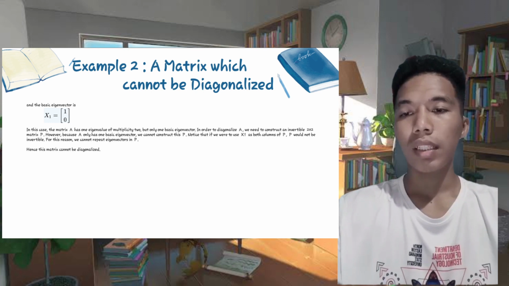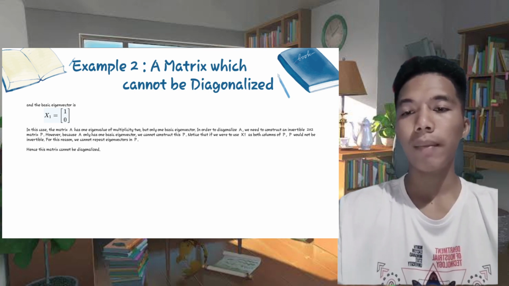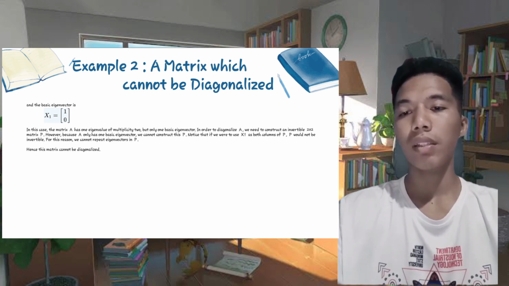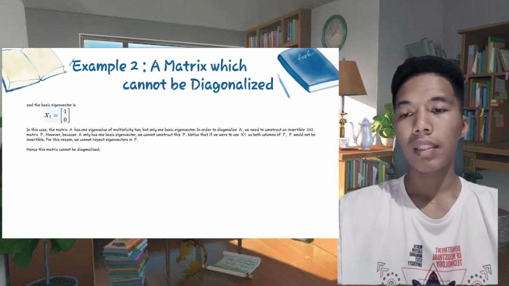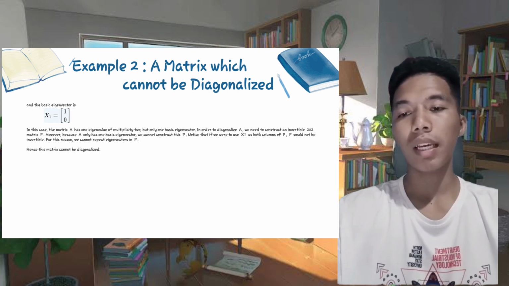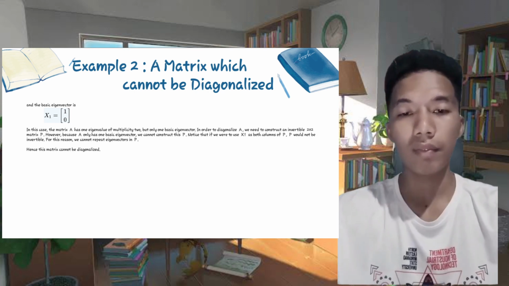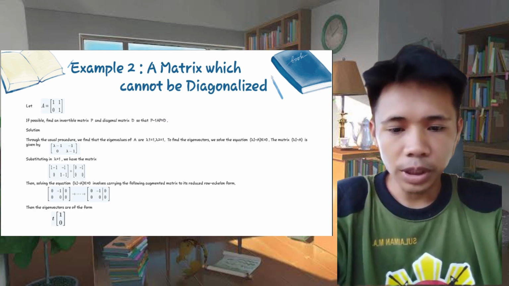Notice that if we were to use x sub 1 as both columns of P, P would not be invertible. For this reason, we cannot repeat eigenvectors in P. Hence, this matrix cannot be diagonalized. Example number 2.